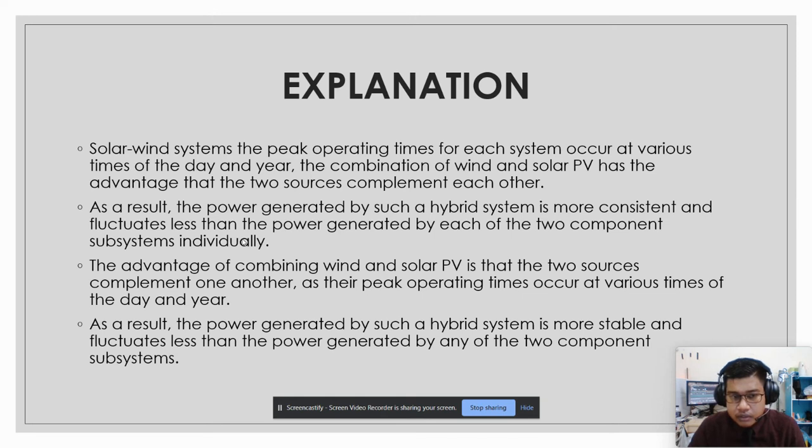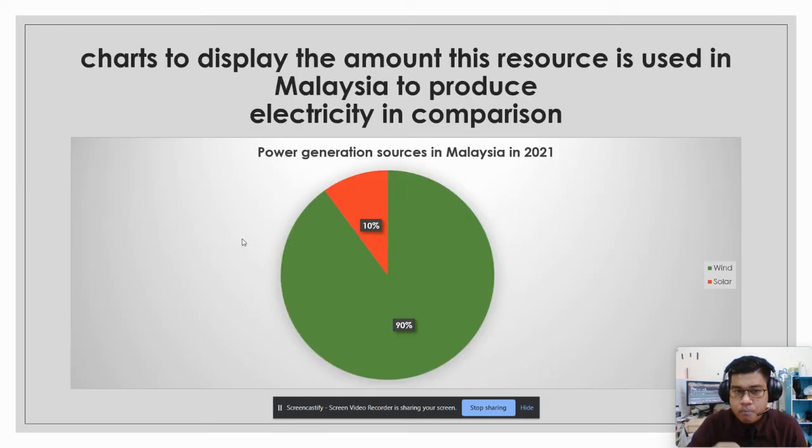The advantage of combined wind and solar PV is that the two sources complement one another, as the peak operating time is equivalent across the time of day and year. As a result, the power generated by such a hybrid system is more stable and fluctuates less than power generated by either of the two component subsystems.